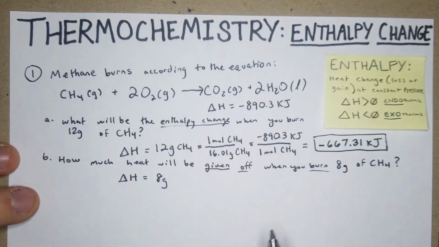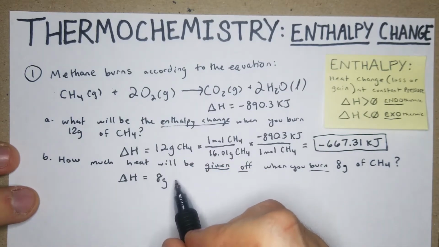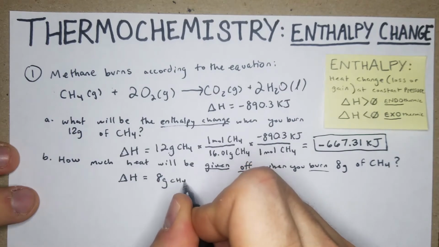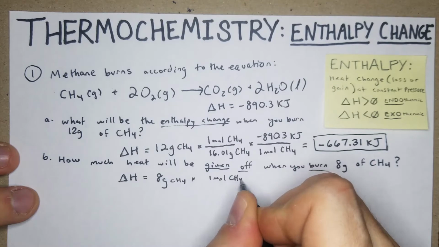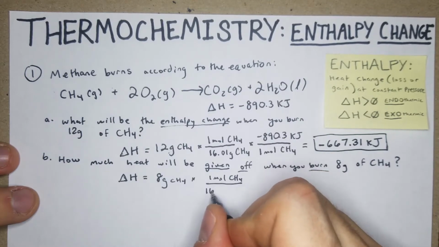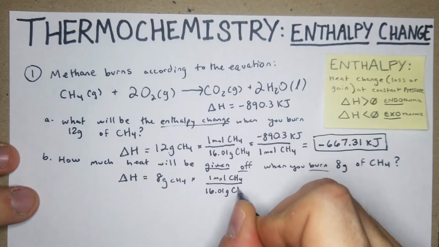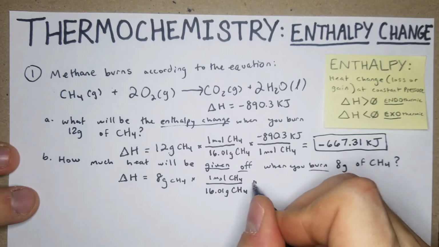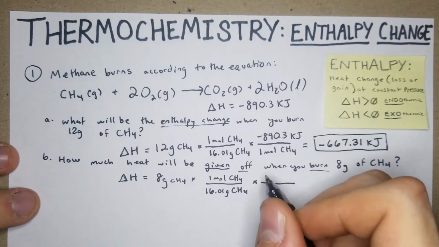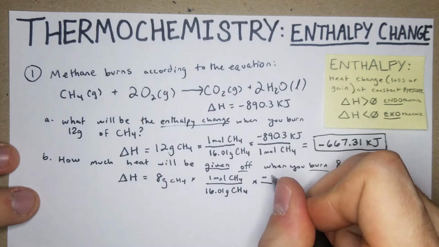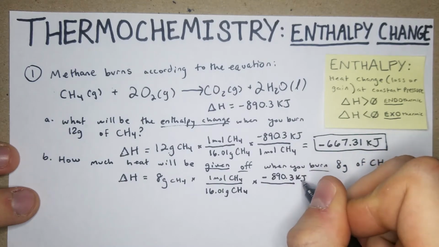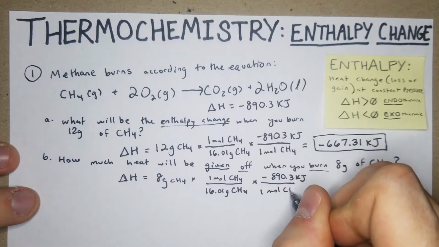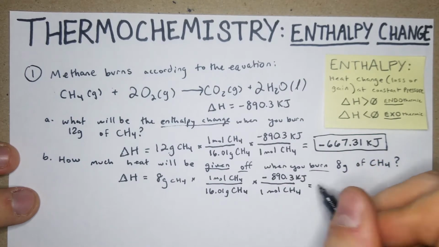We have 8 grams, so we're starting out with what they give us of CH4. We'll go across. That's 1 mole of CH4 per 16.01 grams. We're just setting up one of these. And then 0.3 kilojoules over 1 mole CH4 is going to equal.